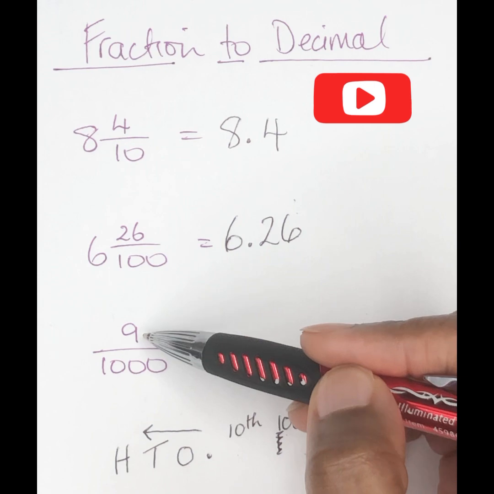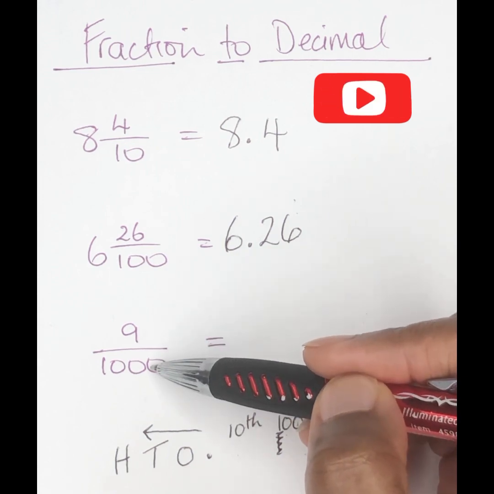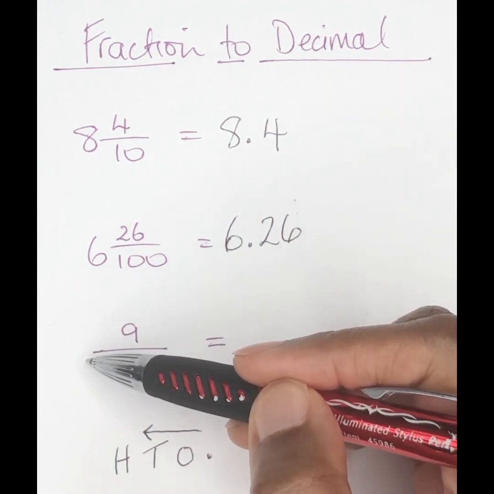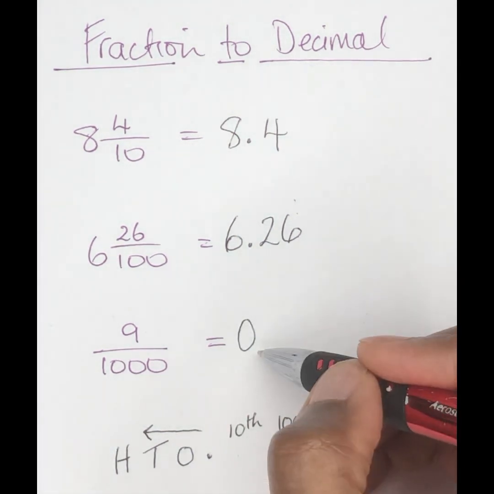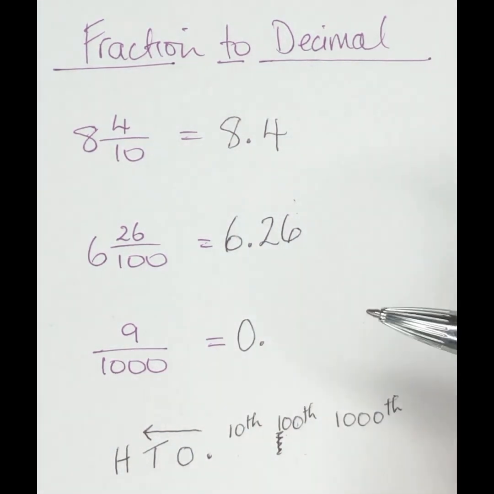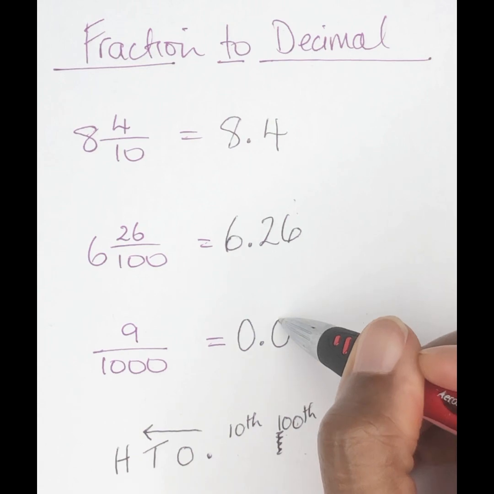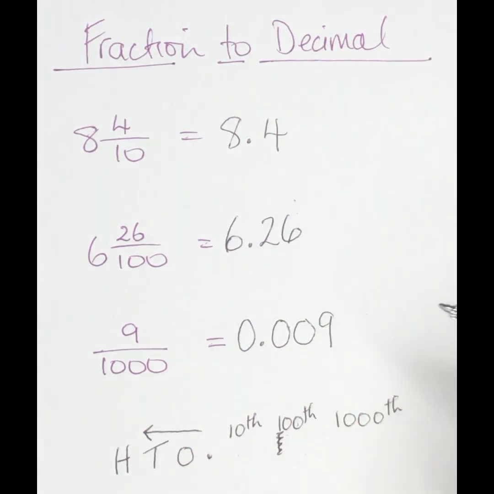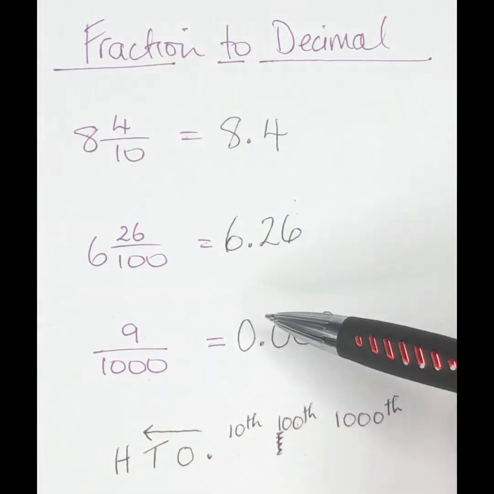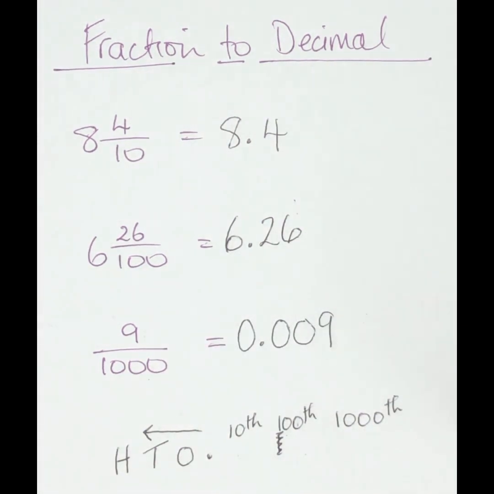So let's look at the third one, 9 thousandths. Now, there's no whole number here, so then there's no value. So you put a 0 and the decimal point, right? Now your thousandth place is third away from the decimal point. So there's no value in the tenth place, no value in the hundredth place, and then your 9 goes there. So 9 thousandths is 0.009.